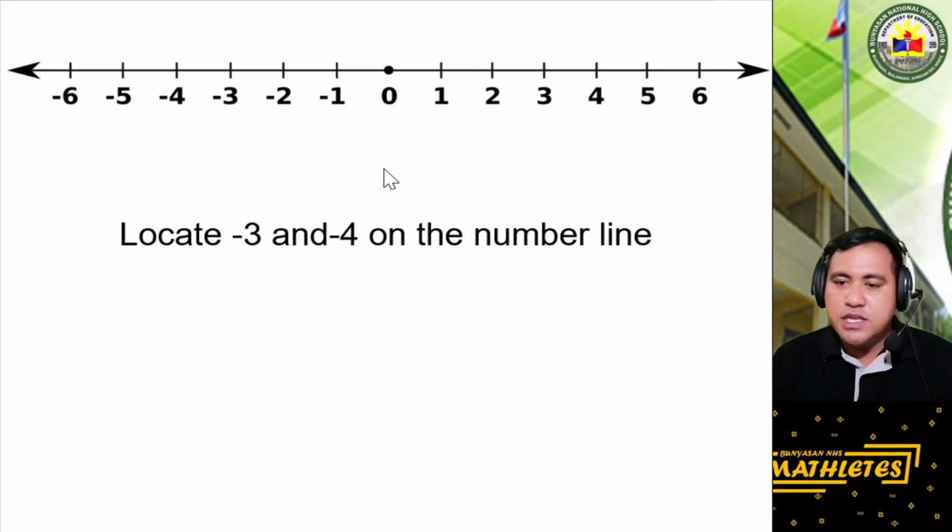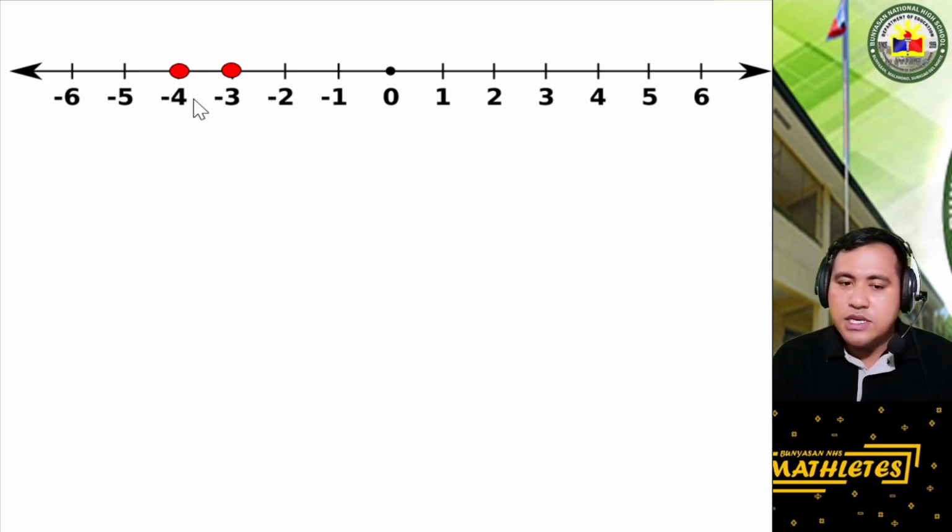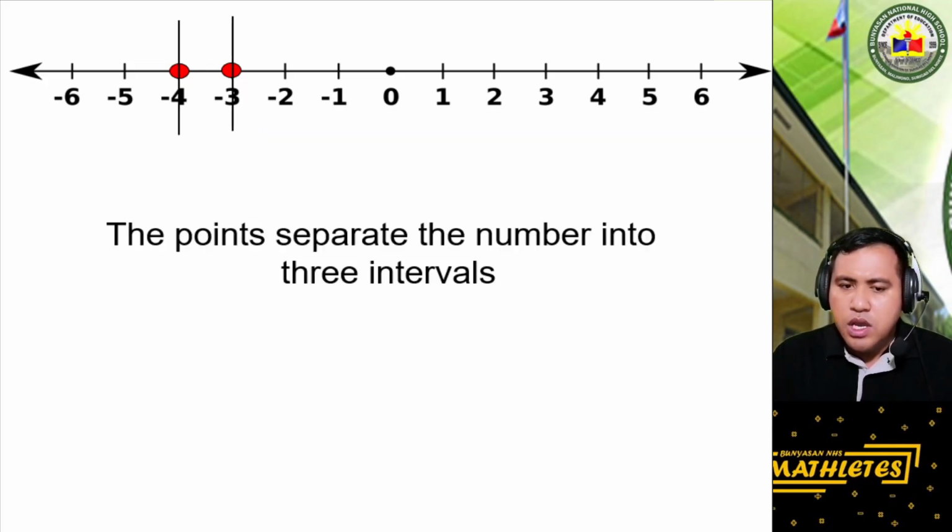Now, on this number line, we are going to locate negative 3 and negative 4. Those are the roots of our corresponding equation, our corresponding equality. We are going to plot them. Those are the points. As we observe, the points separate the number line into 3 intervals.